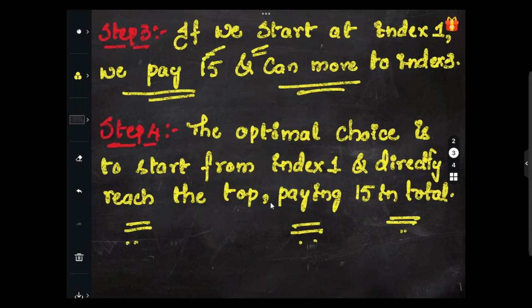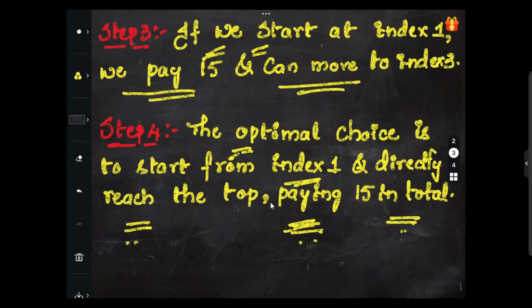So that's what we are discussing here. If we start at index 1, we will pay 15 and we can move to index 3. The final one is, the optimal choice is to start from index 1 and directly reach the top, paying 15 in total, right? I hope this is clear. That's what we saw. This is the approach that we will be going with, basically dynamic programming, right?